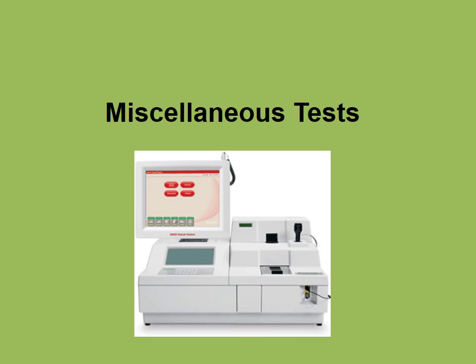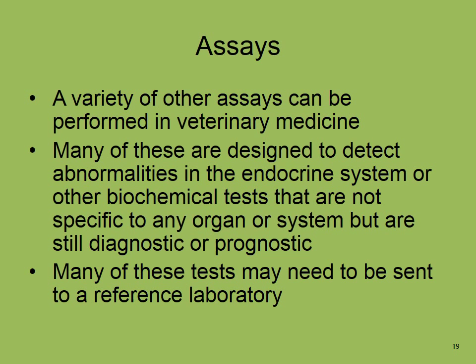Let's talk about a few more miscellaneous tests that you'll see all the time in clinic. There are all kinds of other assays that can be performed in veterinary medicine. Many of these are designed to detect abnormalities in the endocrine system, or there are some other biological tests that are not specific to an organ or system, but are more general, but they're still diagnostic or prognostic, so they're really important for those reasons. Many of these tests may need to be sent to a reference laboratory. So we're getting into that sort of field where you likely won't be running these on your machines, but you will be sending these away frequently for your veterinarian.